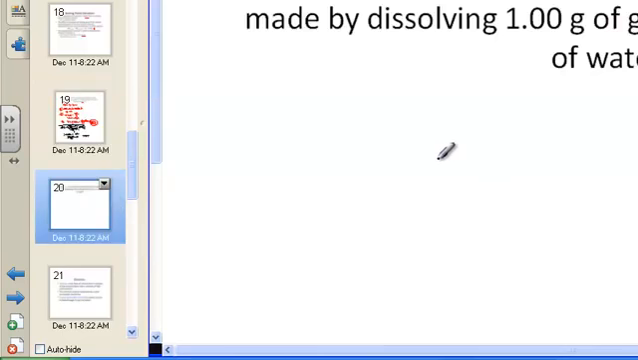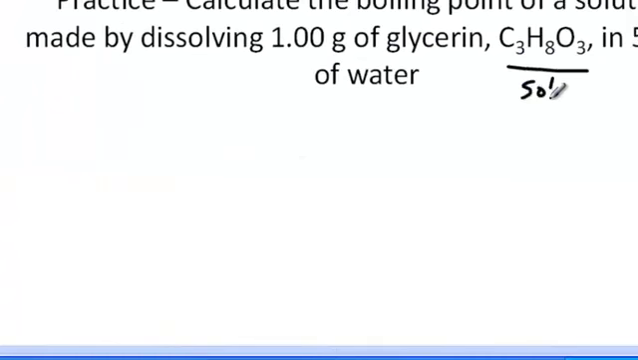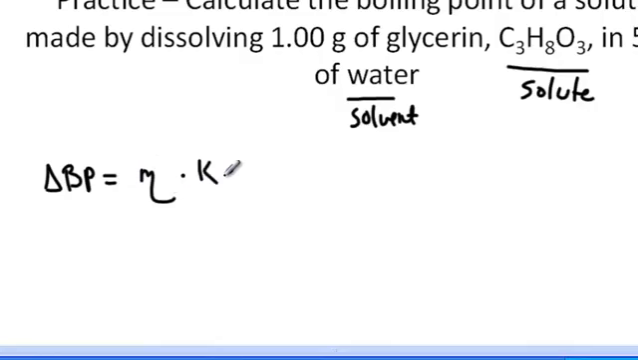Let's calculate the boiling point of a solution made by dissolving 1 gram of glycerin, C3H8O3, into 54 grams of water. Here's my solute, with a van 't Hoff factor of 1, in 54 grams of water, which is the solvent. The change in the boiling point is equal to the molality times the boiling point elevation constant times the van 't Hoff factor, the number of particles that dissociate.